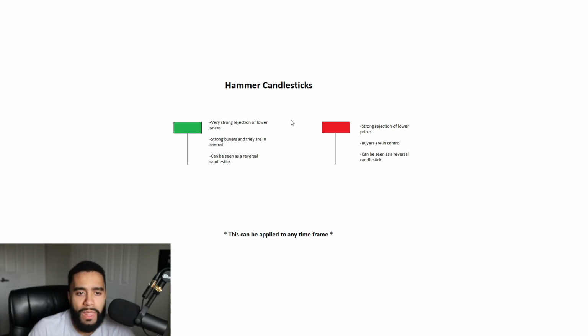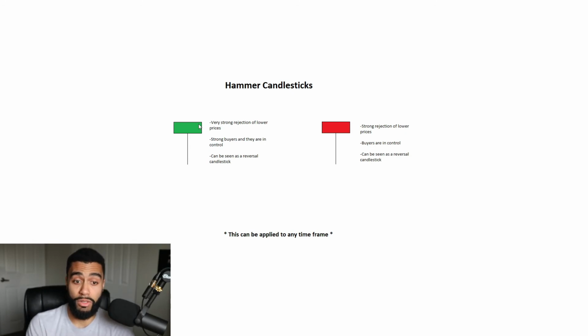What are they telling you? The hammer is telling you that there's an extreme rejection of lower prices. So we opened at this level, prices went downwards, but then the buyers stepped in and drove prices higher, and it drove the price even higher than it opened at. So what that's telling you is that the buyers are strong and that they're definitely in control. This can be seen as a reversal candlestick depending on where it is on the chart.